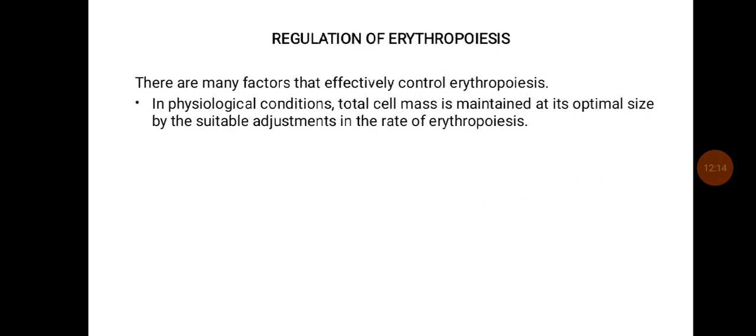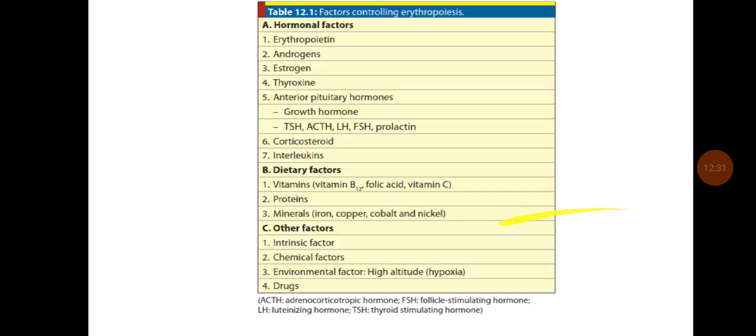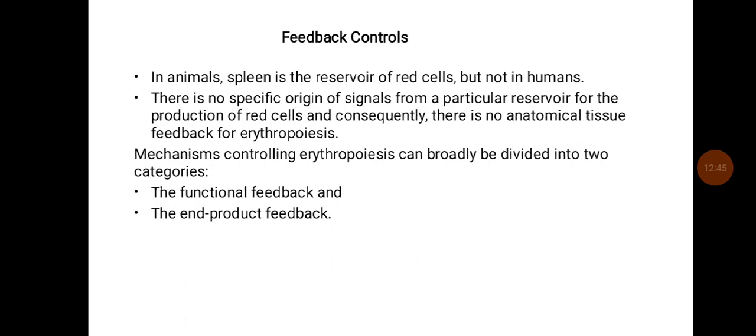How is erythropoiesis regulated? There are many factors, but they are effectively controlled. In physiological conditions, the total red cell mass is maintained at its optimal size by suitable adjustment in the rate of erythropoiesis. There are various factors controlling erythropoiesis. You can divide them into humoral factors, dietary factors, and other factors. We will be discussing them one by one.